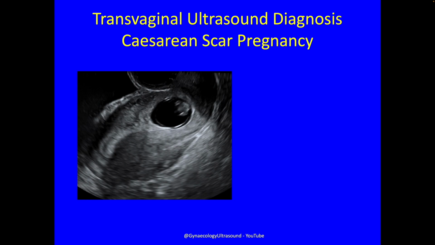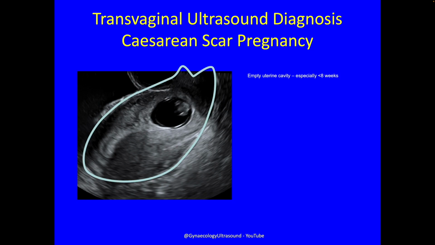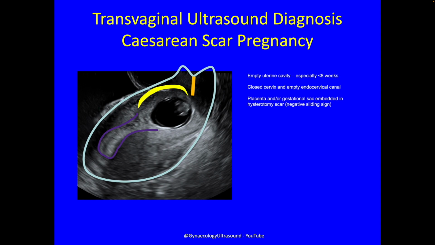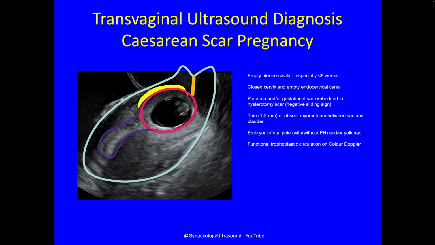The main point of a niche, though, is that it increases the risk of developing a Cesarean scar pregnancy, and that's diagnosed by having an empty uterine cavity, especially at less than 8 weeks gestation, a closed cervix and empty endocervical canal, a placenta and sac deeply embedded in the hysterotomy scar, a negative sliding sign, thin myometrium, and a pole or a yolk sac, and importantly, functional trophoblastic flow on colour Doppler.